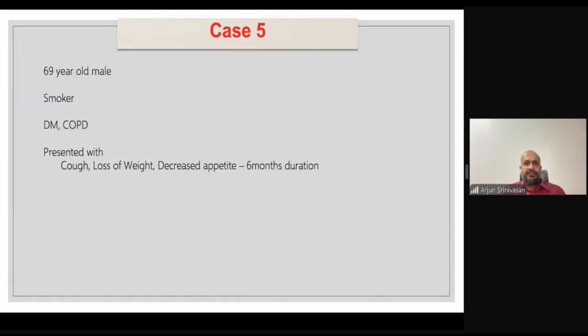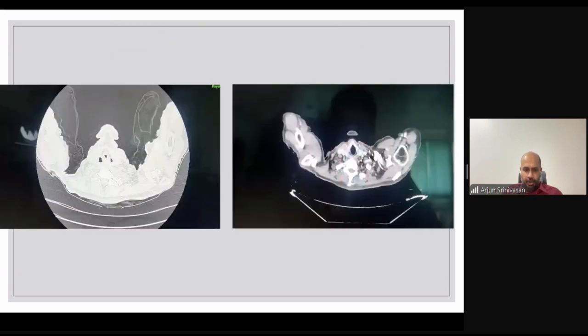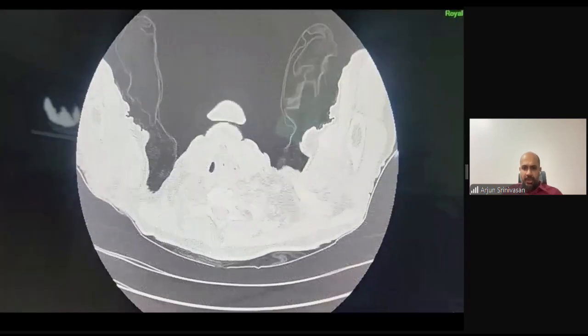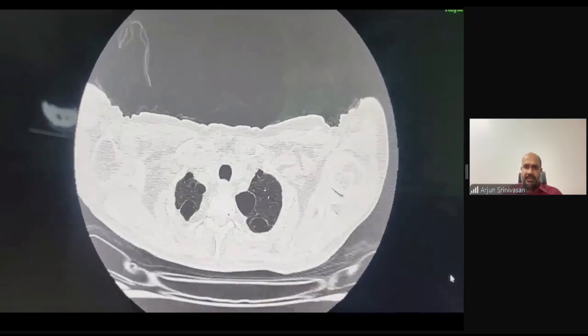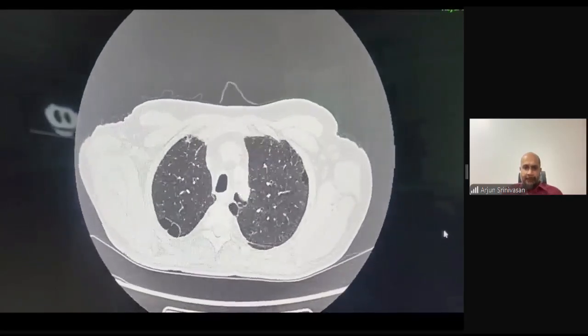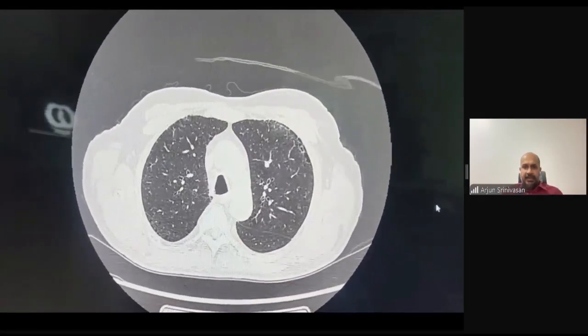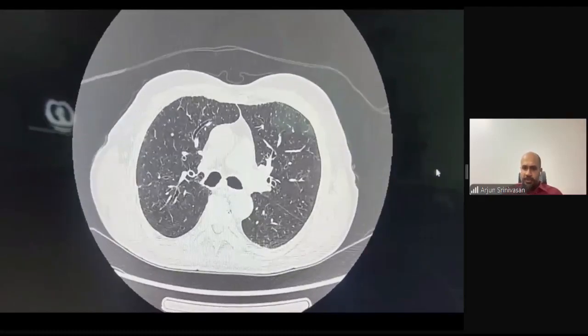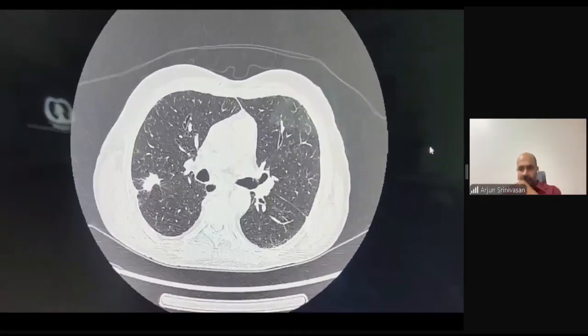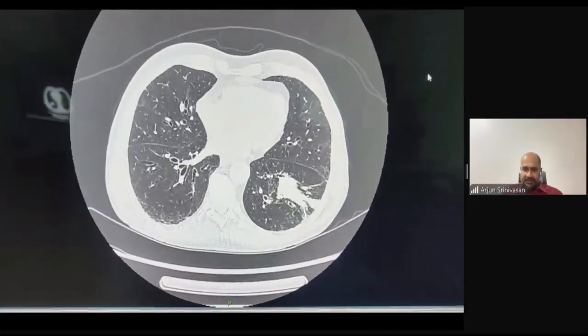Coming on to case 5, this is a 69-year-old smoker, diabetic with underlying COPD, cough, loss of weight, and decreased appetite of about 6 months duration. And if you look at this CT, you can see that the underlying severe COPD patient has a right upper lobe lesion, which is quite spiculated, and the patient also has a left lower lobe mass lesion.